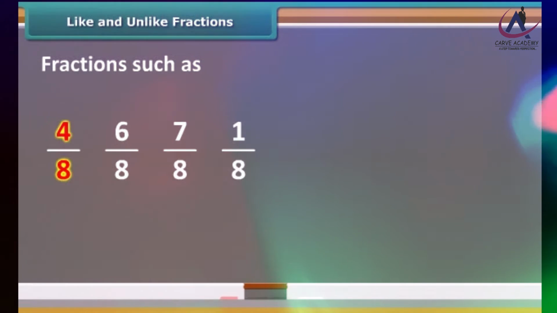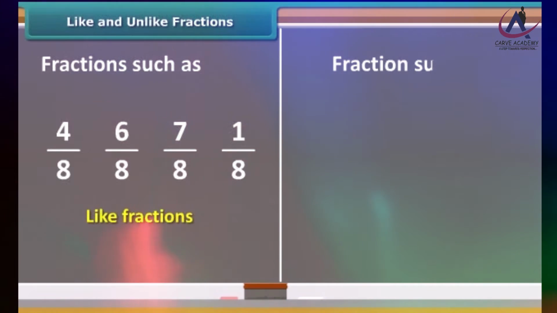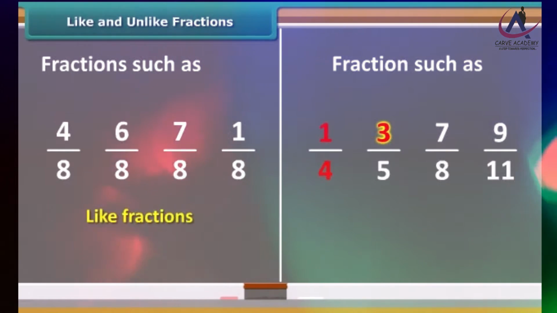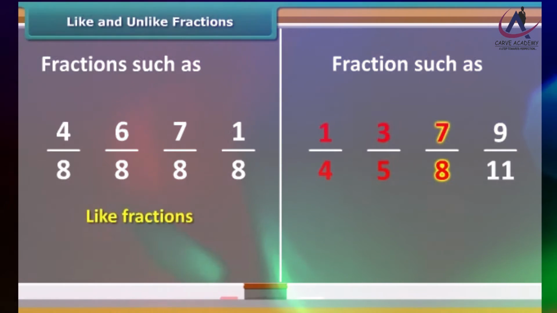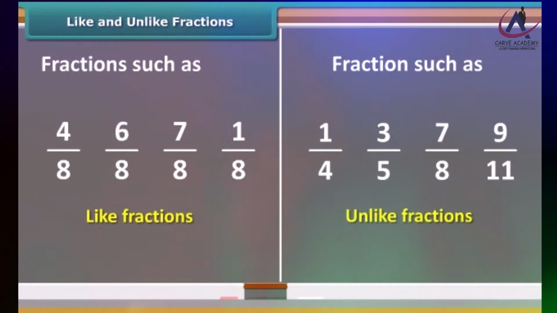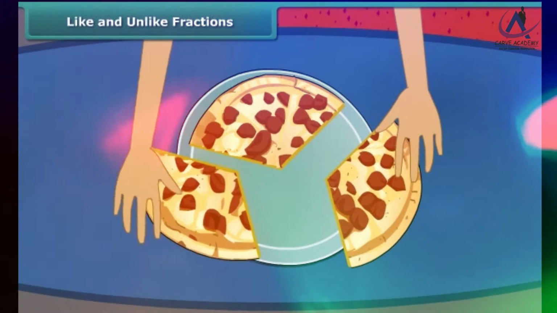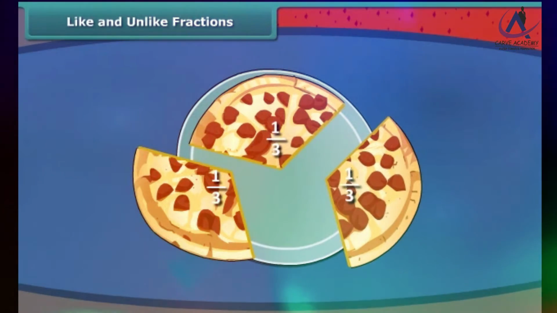Fractions such as 4/8, 6/8, 7/8, 1/8 with same denominator are called like fractions. Fractions such as 1/4, 3/5, 7/8, 9/11 with different denominators are called unlike fractions. Looking at the question we earlier asked, we can say that each of them, Rahul, Rima and Nina, received 1/3 part of pizza. Notice that this is also an example of like fractions.